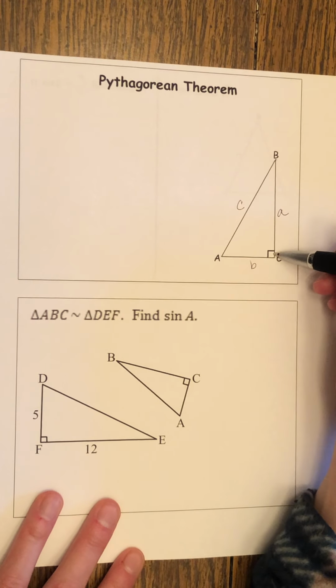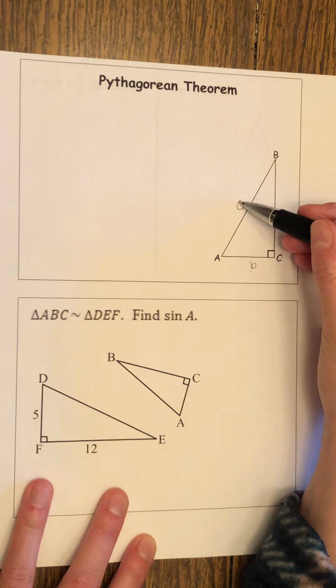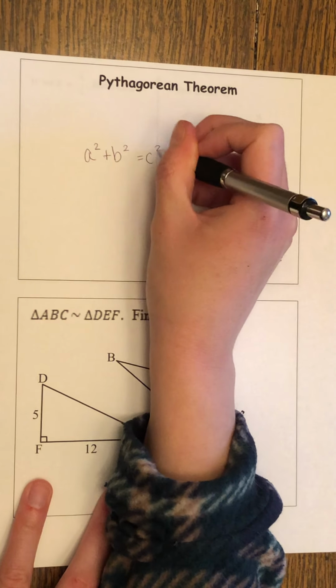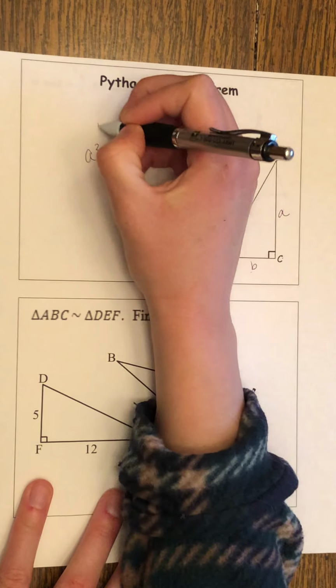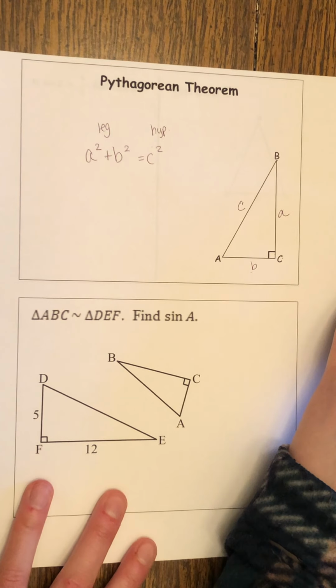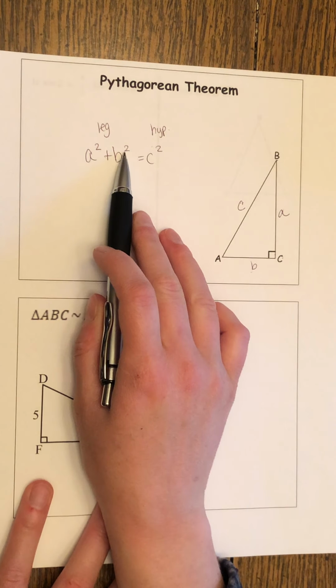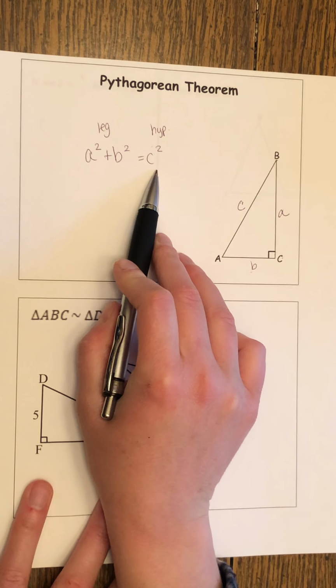Pythagorean theorem tells you if you have a right triangle, there is an equation you can set up that highlights the relationship between the three side lengths. The Pythagorean equation is a squared plus b squared equals c squared, where a and b are your two leg lengths and c is your hypotenuse. So it tells you that whatever numbers you have for the two legs, if you square those numbers and add the squares together, it should always be equal to the hypotenuse squared.